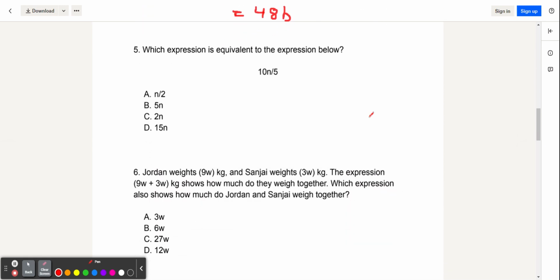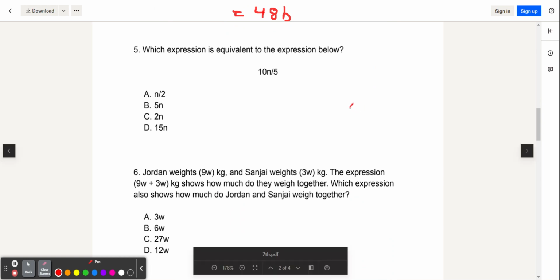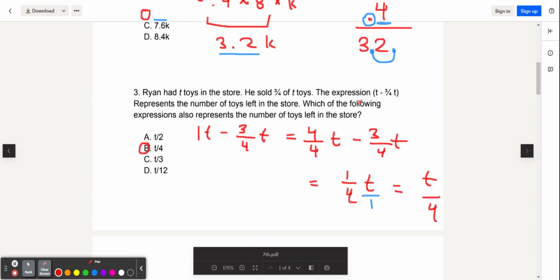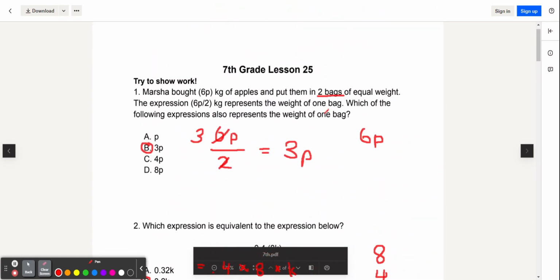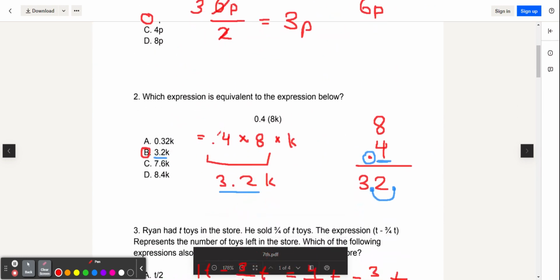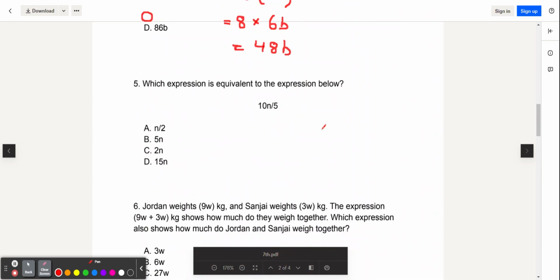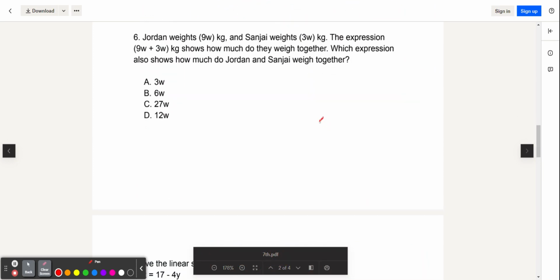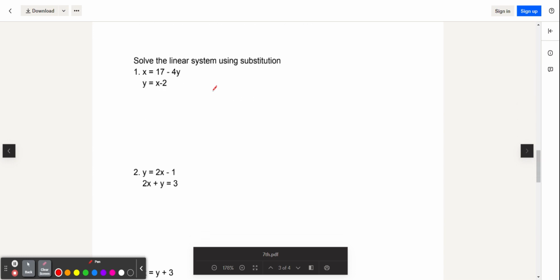Now, which expression is equivalent to the expression below? I'll leave this to you as it is similar to a previous problem. The problem number 1 in the format and number 2 in the way the question is written. And then number 6 is another word problem that I'll also leave for you.